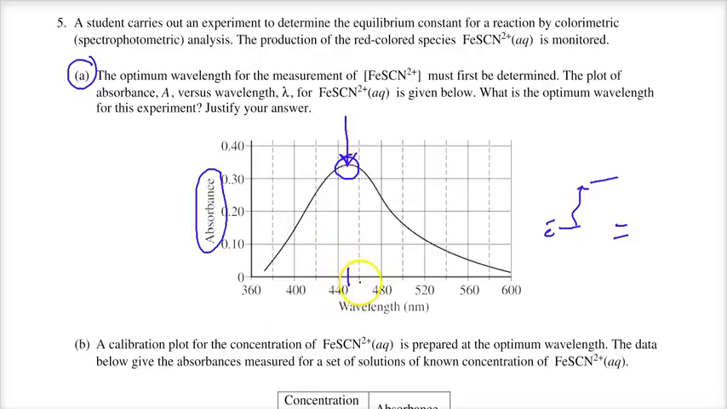So this is 440, this is 460. It looks like it's halfway in between. So approximately 450 nanometers is the wavelength of light, or the photon of light with a certain energy and color, that this chemical actually absorbs the best. That's it. So the optimum wavelength is 450 nanometers. Why? Because this chemical best absorbs that wavelength, so we'll get the best data. It's just that simple.